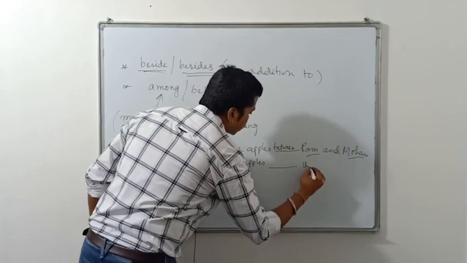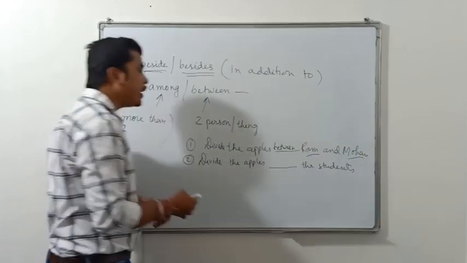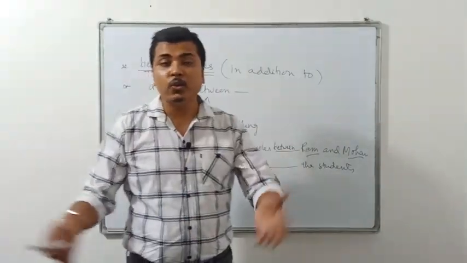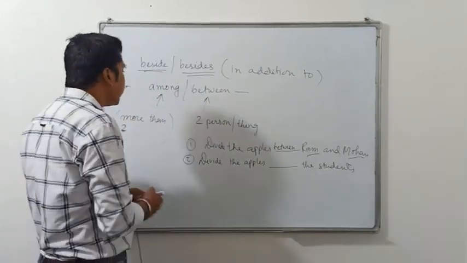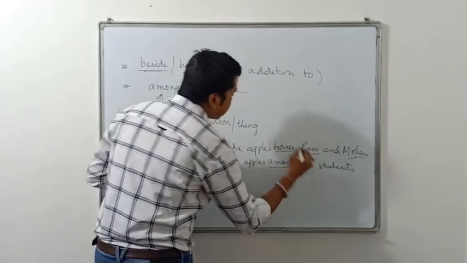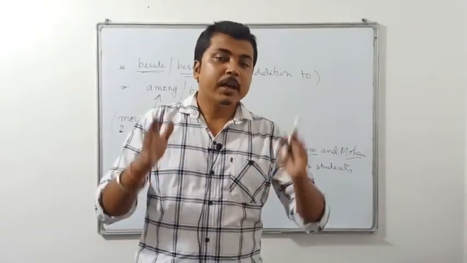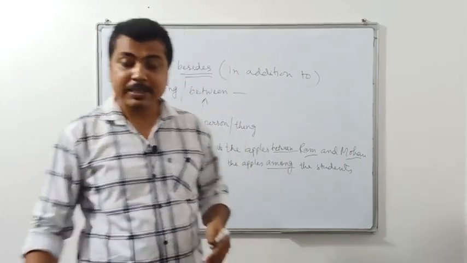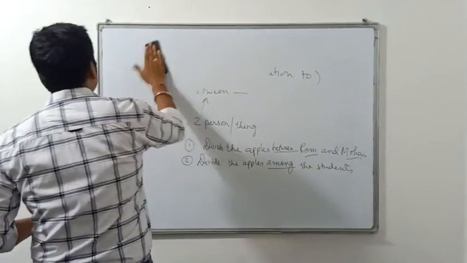Now next, in example number 2, if I tell divide the apples dash the students. Okay, when I mentioned in this way, divide the apples dash the students, it means what? Students, it can be more than 2. Okay, that means what? In that case we are going to use prepositional word among. Is it clear, dear student? Go through it again and again, then only it will be clear. Okay, now let's see some more prepositional word.